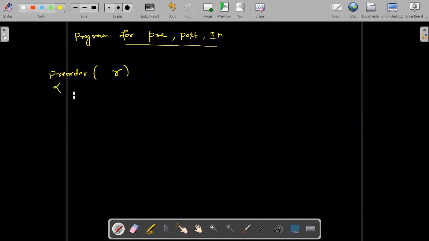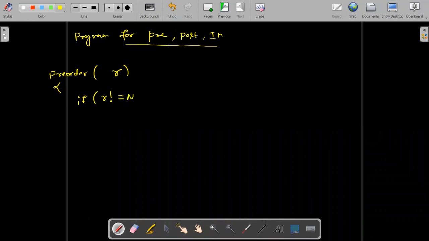Again, open the bracket, nothing but the body opened here. Now see here: if R value not equal to null. Please understand, R is the root. Yes or no? R is the root. We know that very clearly. So that's what I am showing here: R is not equal to null, then you will go inside. If R value is null, you can't do anything, because there are no nodes available.